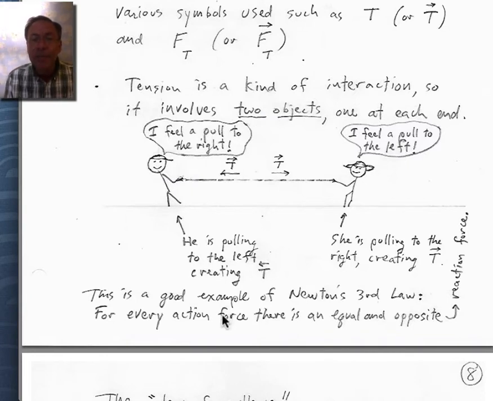By the way, this is an example of Newton's third law. For every action force, like this guy pulling to the left, there is an equal and opposite reaction force. She's pulling to the right. Action and reaction.